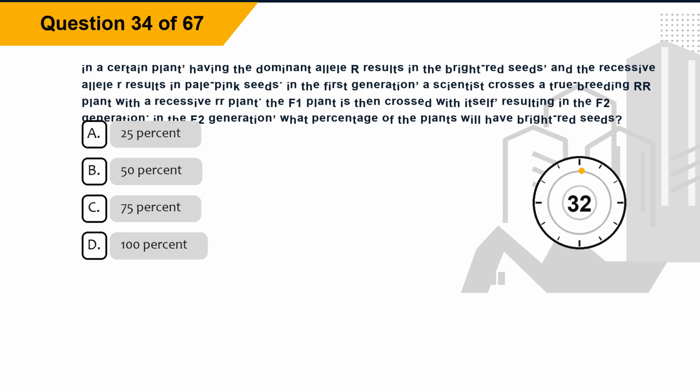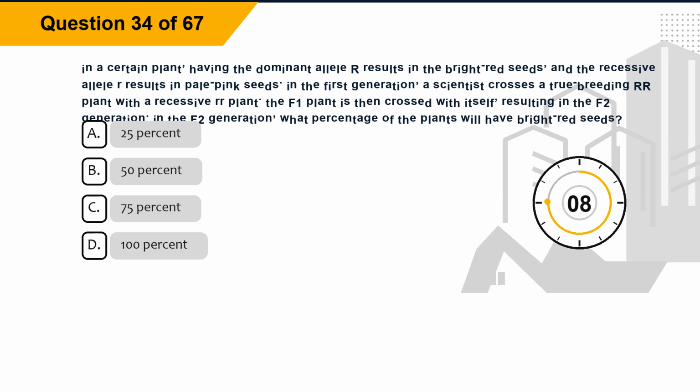Question 34. In a certain plant, having the dominant allele R results in bright red seeds, and the recessive allele r results in pale pink seeds. In the first generation, a scientist crosses a true breeding RR plant with a recessive rr plant. The F1 plant is then crossed with itself, resulting in the F2 generation. In the F2 generation, what percentage of the plants will have bright red seeds?